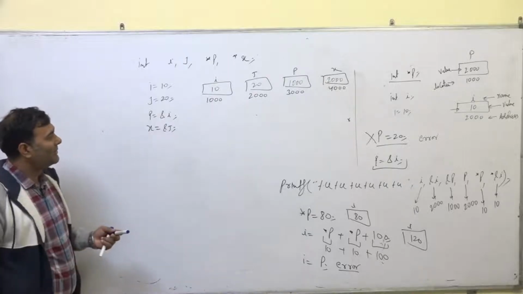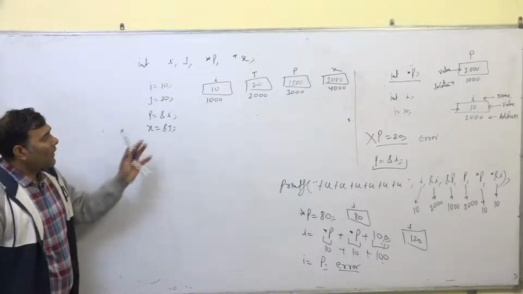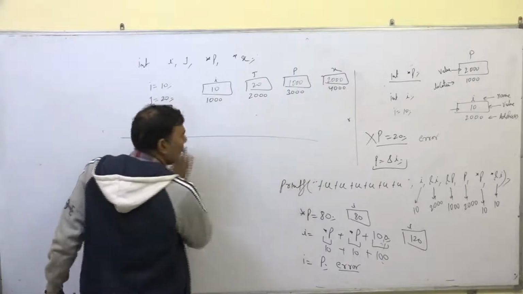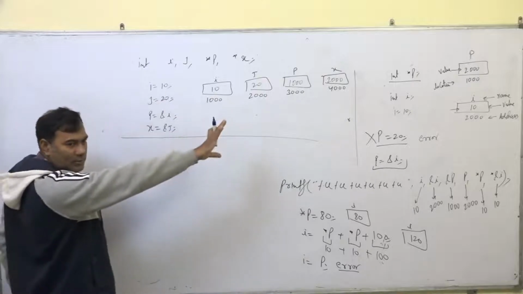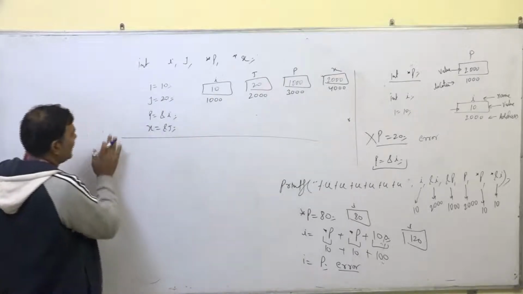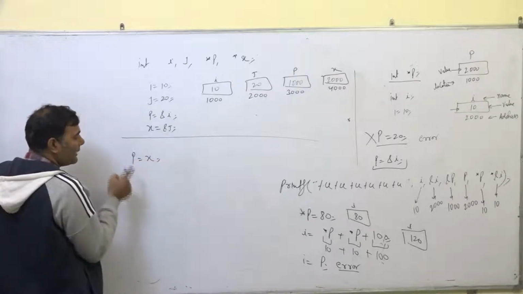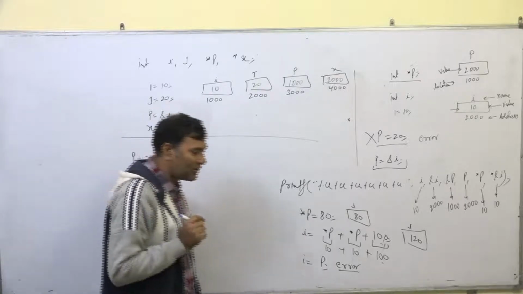So now after this line, we assume all lines are independent and it is fixed. Clear? So if someone writes P equal to X, then tell me whether it is correct or not.